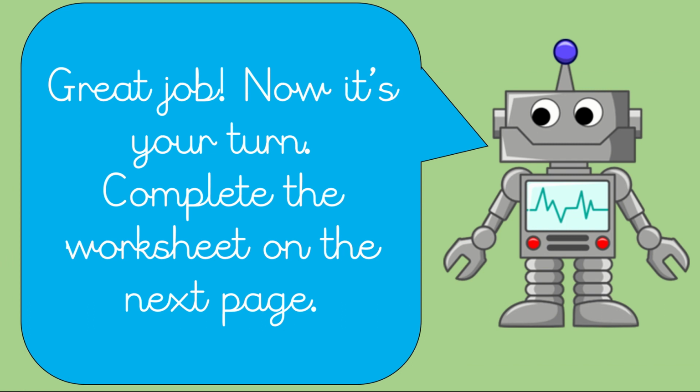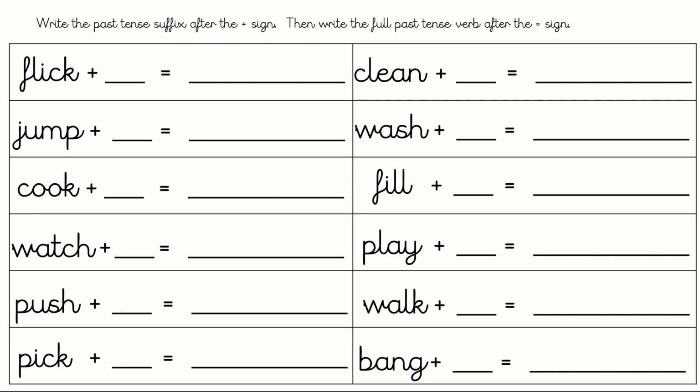Right. Great job. Now it's your turn. Complete the worksheet on the next page. Right, your turn. So it says write the past tense suffix after the add sign, the addition sign. Then write the full past tense verb after the equal sign, just like we've just done. If you've managed to print this off, fantastic. Or if you've got plain paper, you can just write this down on plain paper at home or whatever you've got to write on. But pause the video now.